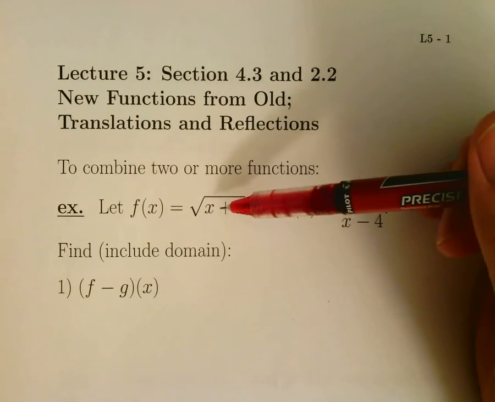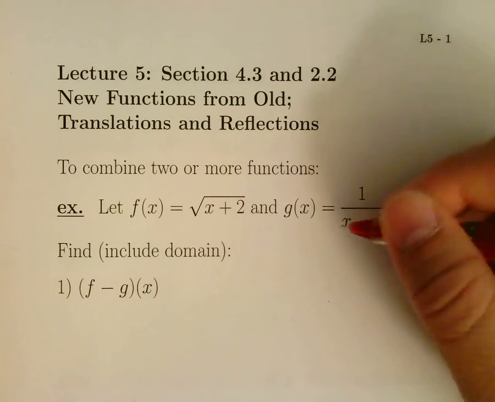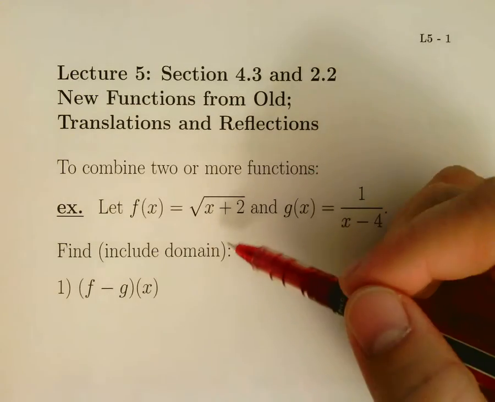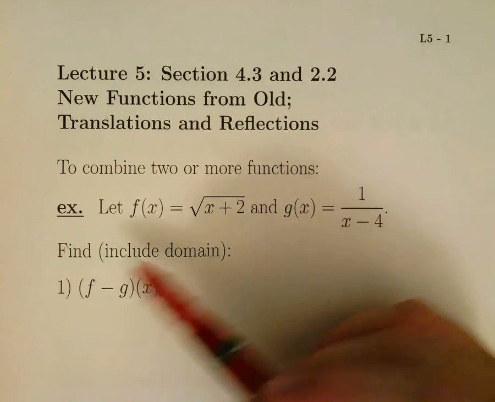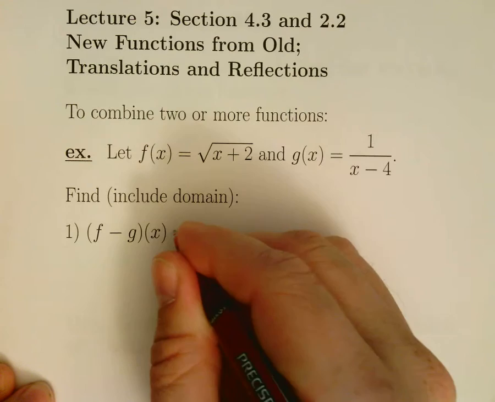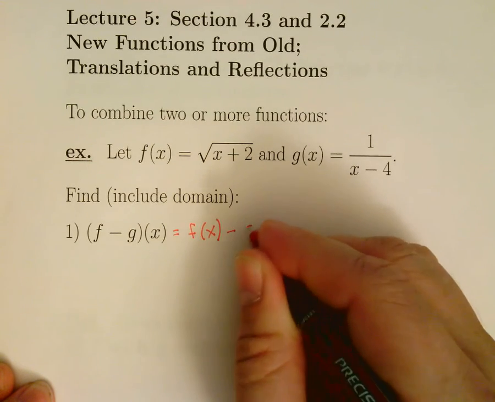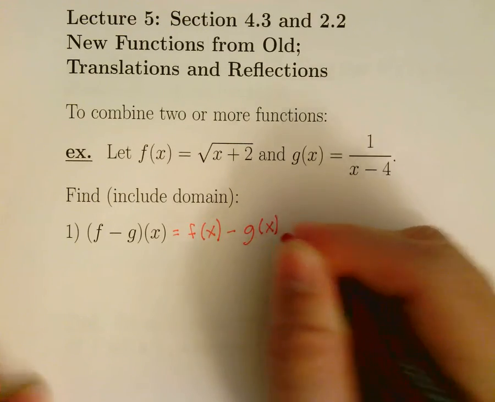So in this example we have, let f of x be equal to the square root of x plus 2, and g of x is equal to 1 divided by x minus 4. We want to find f minus g of x, and we want to include the domain. Now what this notation means is that we're going to have f of x minus g of x. That's what this notation actually indicates.